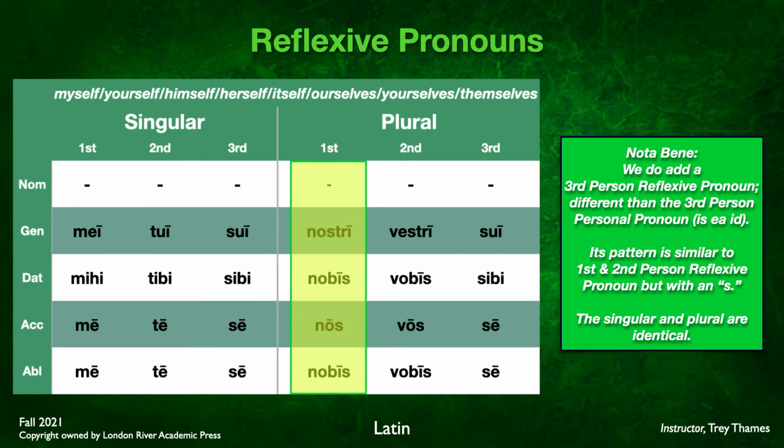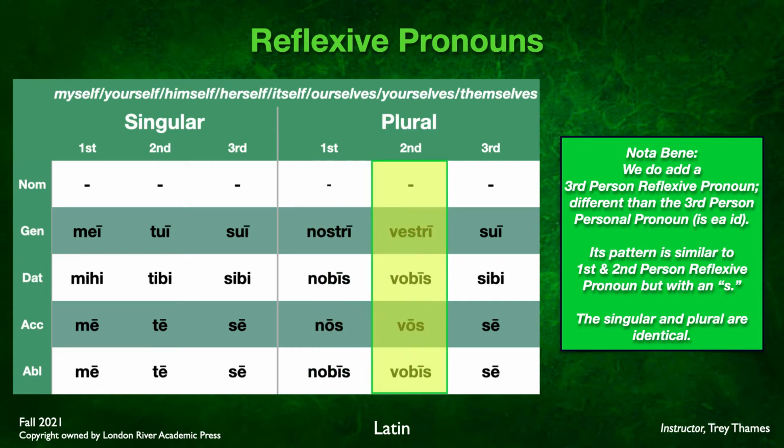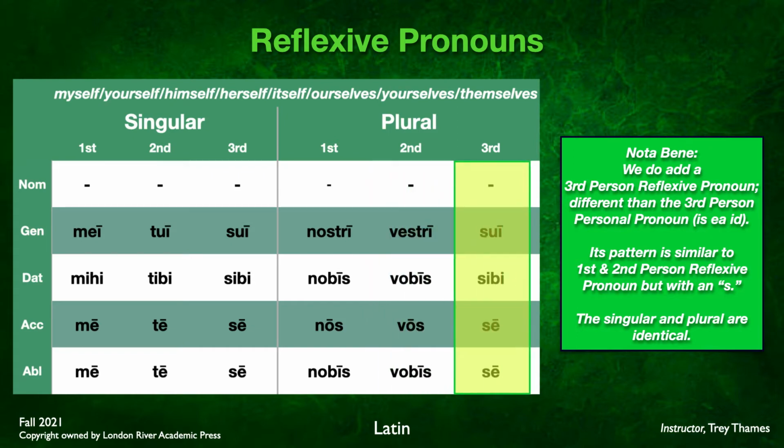And here's the plural first person, blank, nostri, nobis, nos, nobis. Second person plural, blank, vestri, vobis, vos, vobis. And notice again here that the plural third person is identical to third singular, blank, sui, sibi, se, se. So these are the reflexive pronouns.